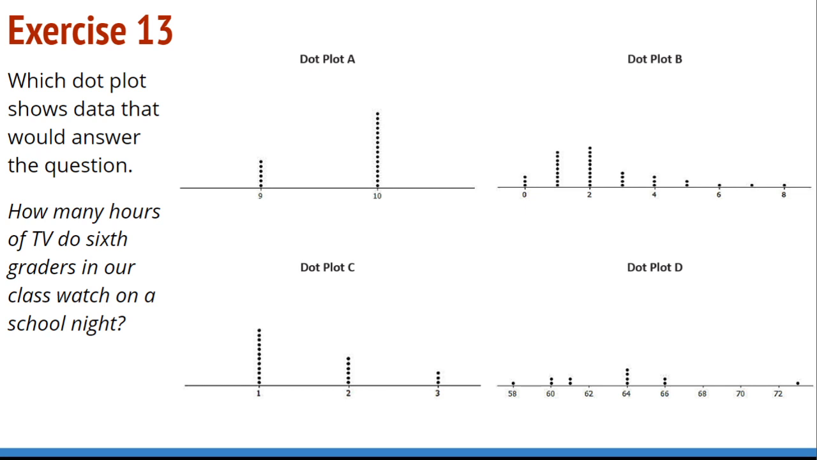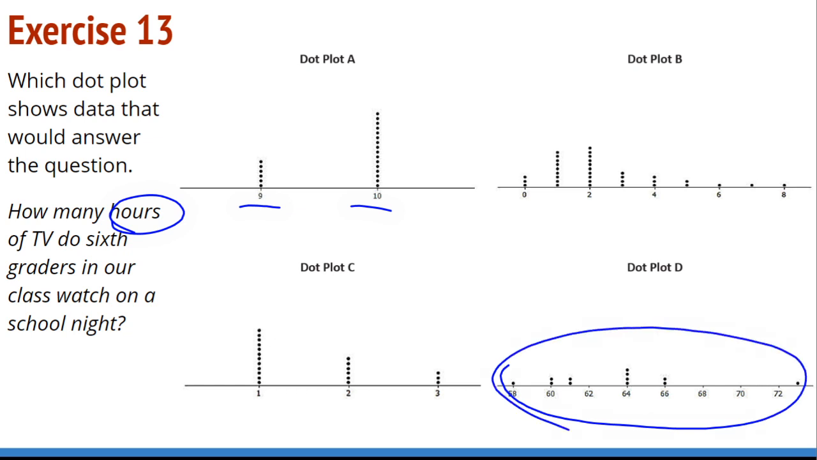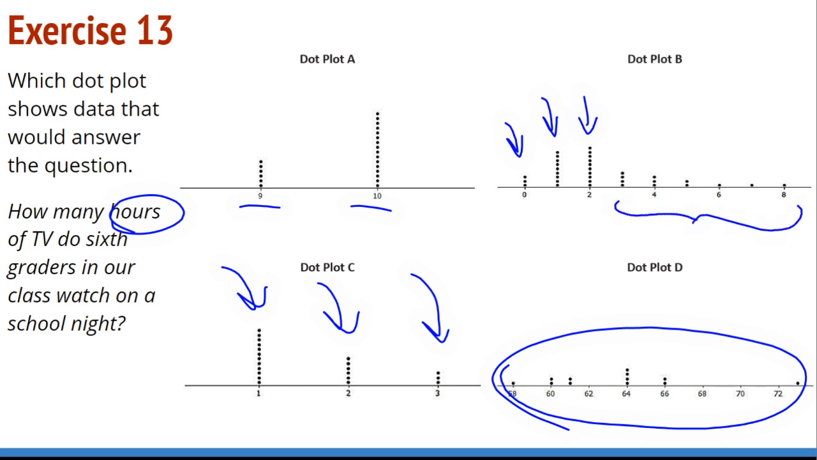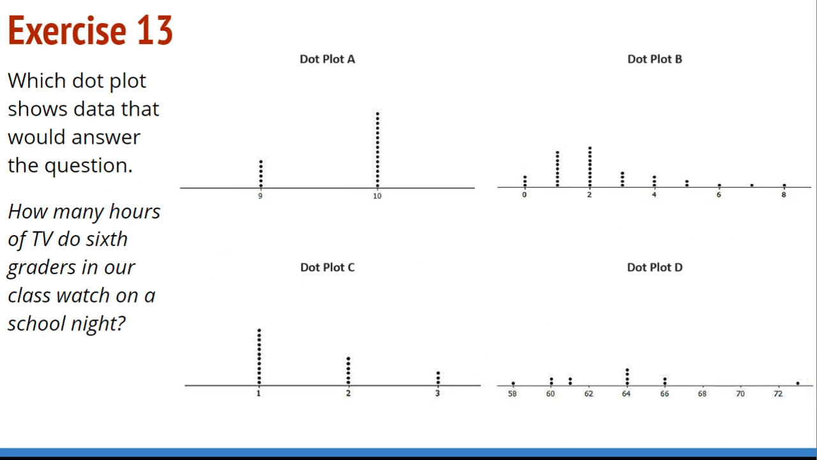How many hours of TV do 6th graders in our class watch on a school night? Well, I'm feeling like 9 and 10 hours are probably not realistic if we were actually in school. I'm definitely feeling like these numbers do not make sense. I'm looking and thinking 1 hour, 2 hours, and 3 hours, not bad, but as I look at these other ones, some people don't watch any TV. Some people watch 1 and 2 hours, and then we've got those people who watch a whole lot more. So I'm really feeling like dot plot D would represent the number of TV hours.